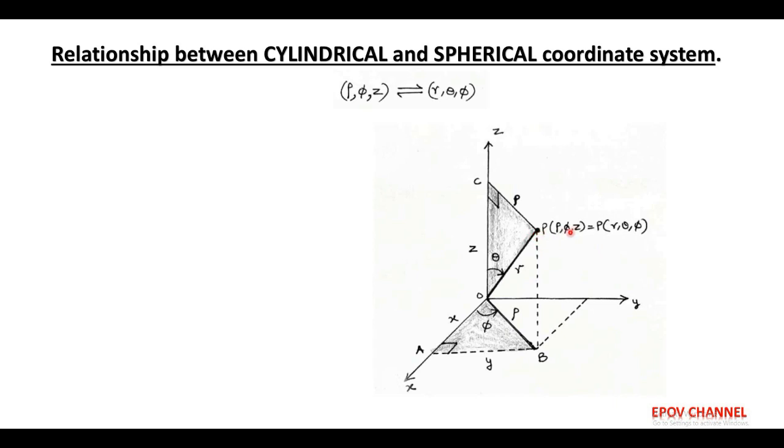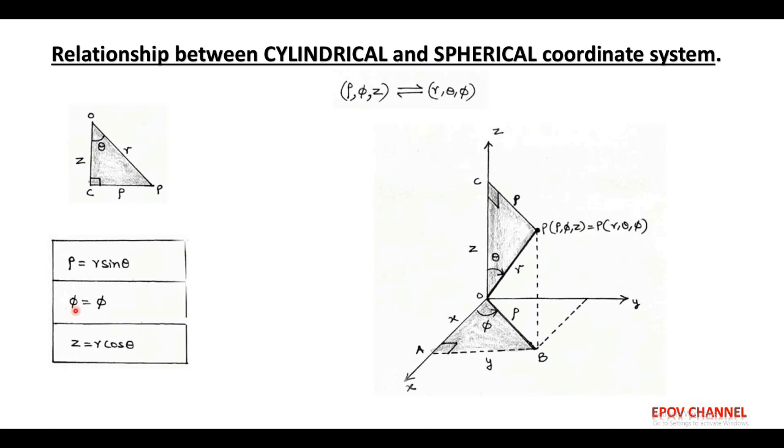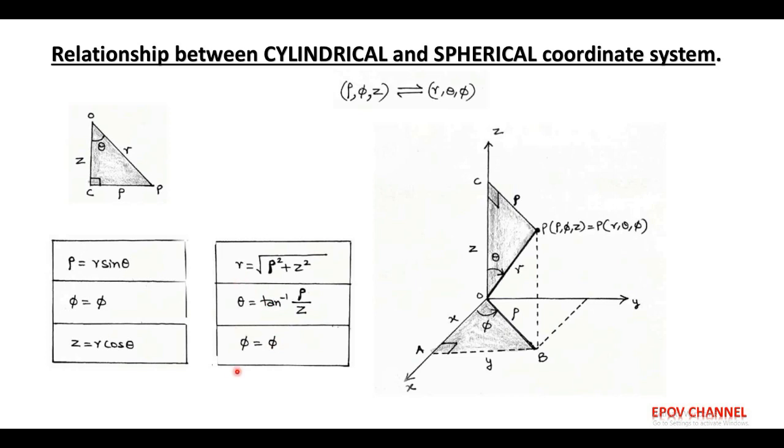Point P in the cylindrical coordinate system with coordinates rho phi z can be expressed mathematically using the right angle triangle OCP. And these are rho equals r sin theta, phi equals phi, since this angle is common in the cylindrical and spherical coordinate systems, and z equals r cos theta. Similarly, spherical coordinates are expressed mathematically as r equals under root rho square plus z square, which is called the radius of the sphere, and theta equals tan inverse of rho by z, and here again phi equals phi.